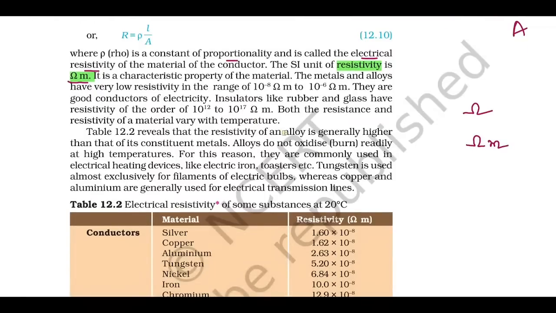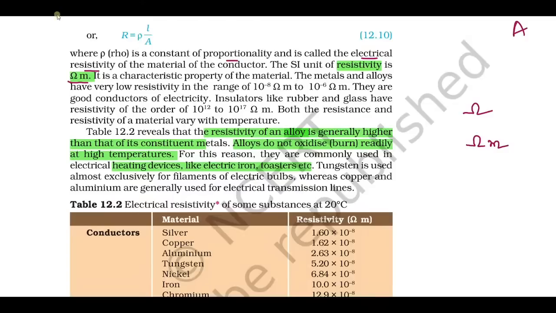concept here: alloys generally have higher resistivity. Why? They can ask a give reason question. Because alloys do not oxidize or burn readily at high temperature. That's the reason alloys are most commonly used in heating devices like electric iron, toasters, etc. So the resistivity of an alloy is what? It's higher than its constituent metals. That's why it is most applicably used in heating devices like electric iron, toasters, etc.